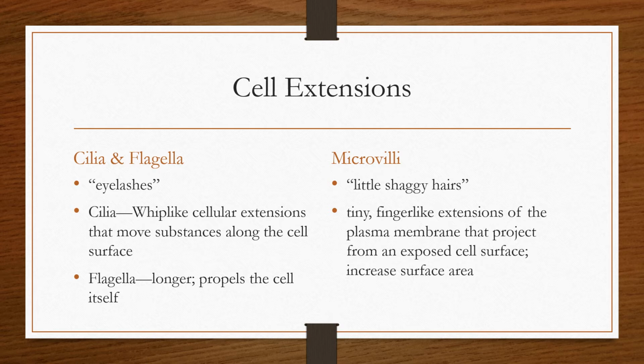And then microvilli, little shaggy hairs, tiny finger-like extensions of the plasma membrane that project from an exposed cell surface, and they increase the surface area. Usually found on the surface of cells active in absorption, such as intestinal and kidney tubule cells. And the reason why is just what I said, that they increase surface area and therefore increase that area that is available for absorption.